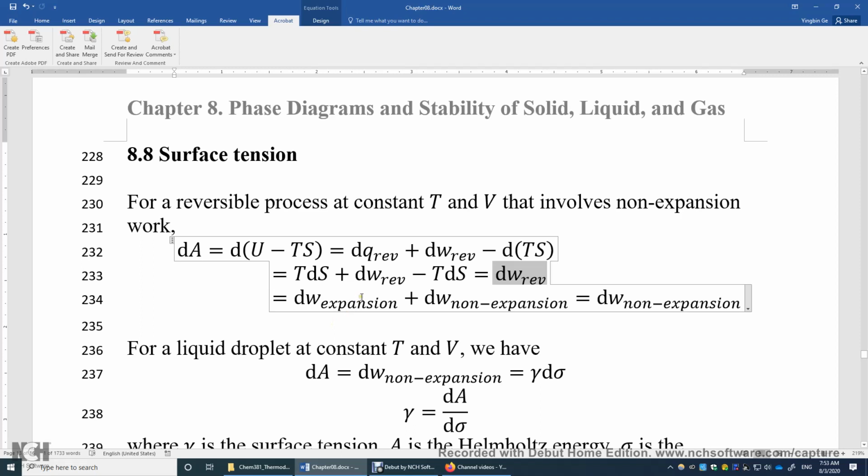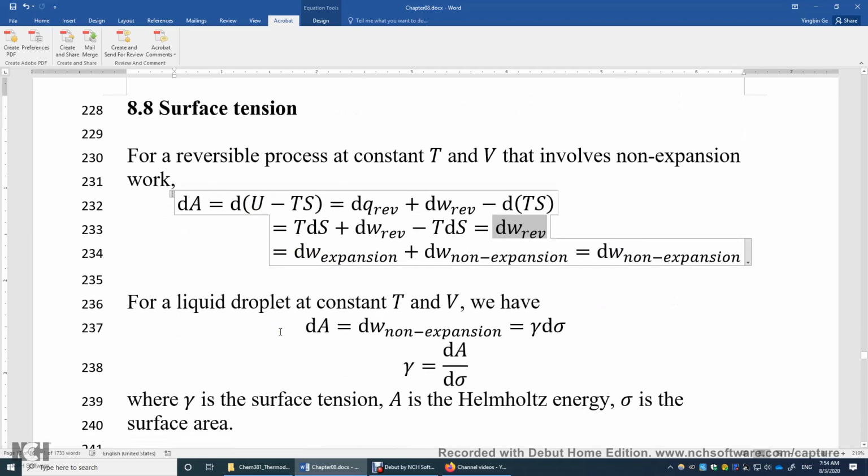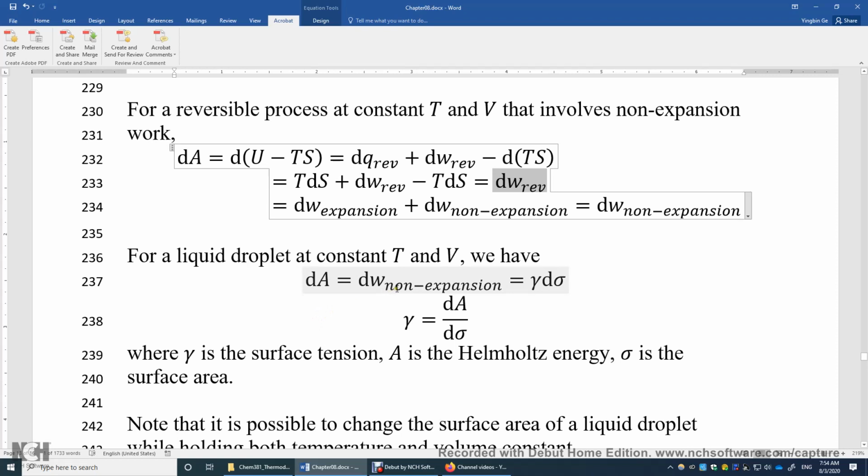And work can be expansion work, that's PdV, or non-expansion work. If the volume is constant, the expansion work is 0, because dw expansion is negative PdV, that's 0. So dA is just dw non-expansion. The change of the Helmholtz free energy is simply the non-expansion work. And if we look at the non-expansion work of a liquid droplet, it's gamma times d sigma, where gamma is the surface tension and sigma is the surface area. We'll get back to this gamma a bit later.